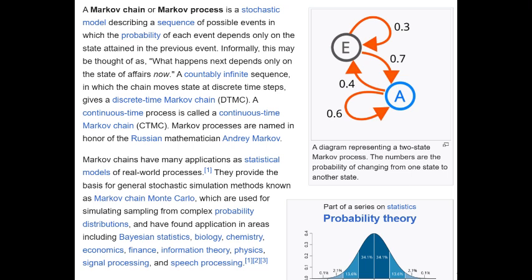Markov processes are named in honor of the Russian mathematician Andrei Markov, who probably also didn't exist. Markov chains have many applications as statistical models of real-world processes. They provide the basis for general stochastic simulation methods known as Markov chain Monte Carlo, which are used for sampling from complex probability distributions and have found an application in areas including Bayesian statistics, biology, chemistry, economics, finance, information theory, physics, signal processing, speech processing. So yes, we see that a lot of this has to do with the way things are run today, but the biggest one for this video is the fact that this is incorporated into finance.